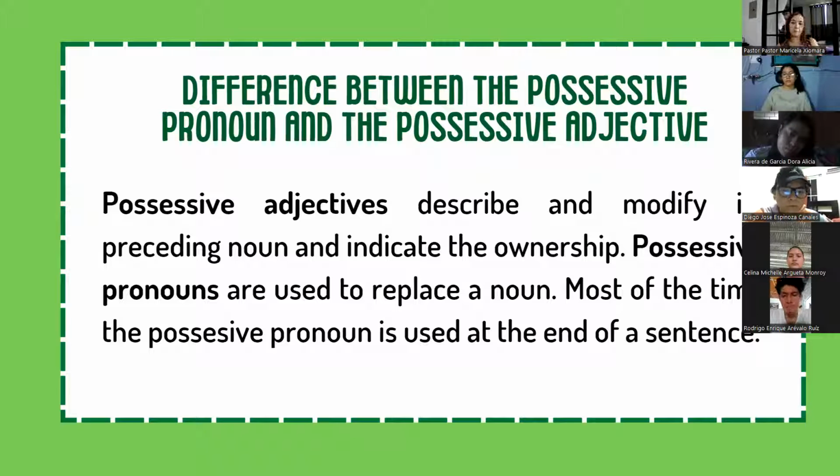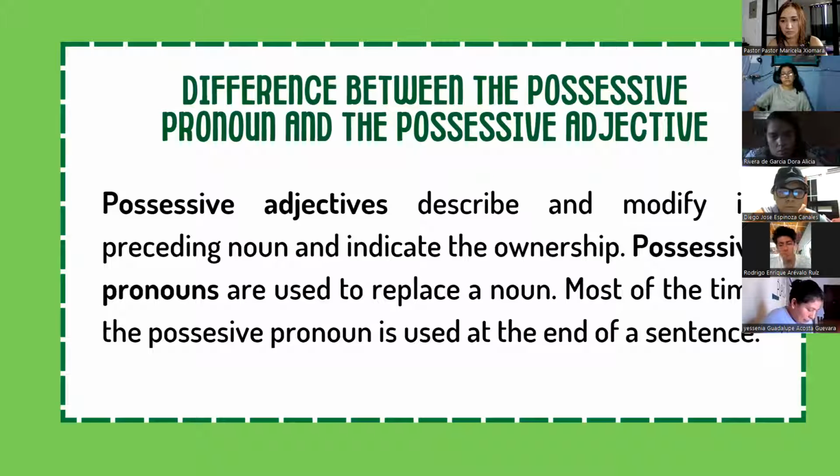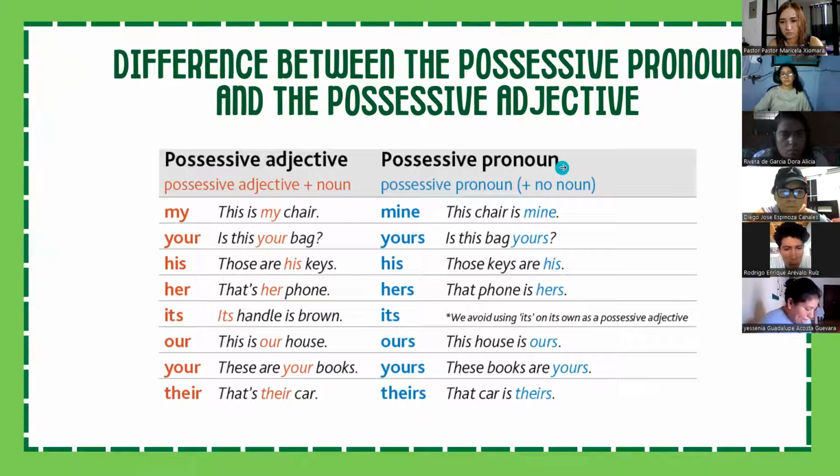Okay, thank you. So the possessive adjective will describe and modify a noun. And the possessive pronoun is actually used to replace a noun, para que no se repita, okay? And an important fact about the possessive pronoun is that most of the time it goes at the end of a sentence. Now let's take a look at these examples. Here we have some examples with the possessive adjective and some with the possessive pronoun. Diego, please help me read the possessive adjective and the possessive pronoun examples.